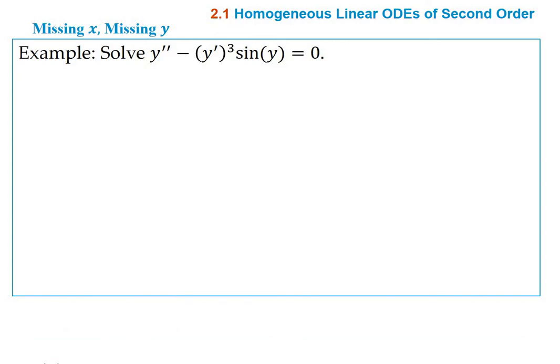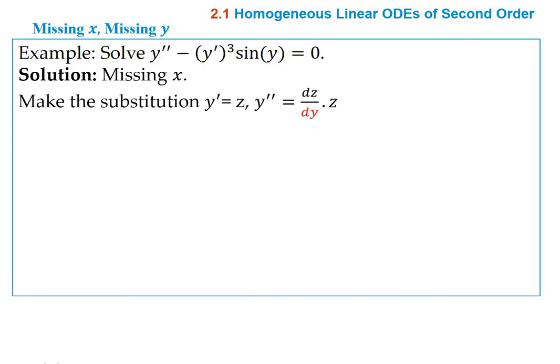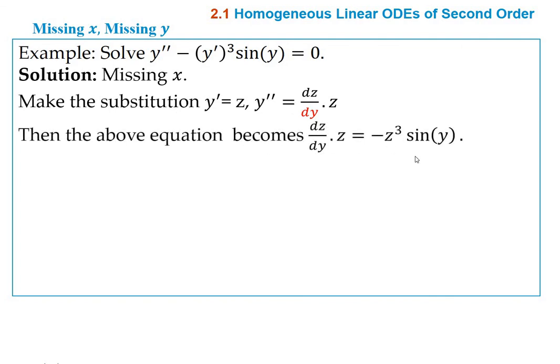Okay, this is an equation, and you can see that this is a second order ODE. This is a nonlinear ODE because I have y prime to the third power, and I have sine of y. So this is a nonlinear ODE, and I can use the reduction of order to solve this type of equation. And this is missing x. So make the substitution that we just learned: instead of y prime, I'm going to put z, and instead of y double prime, I'm going to write dz over dy times z.